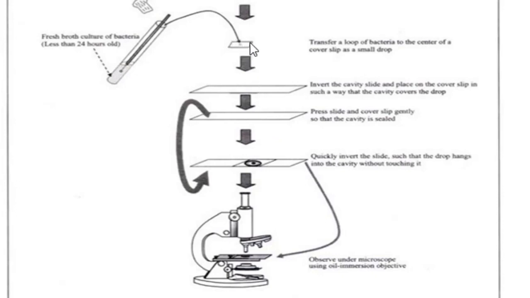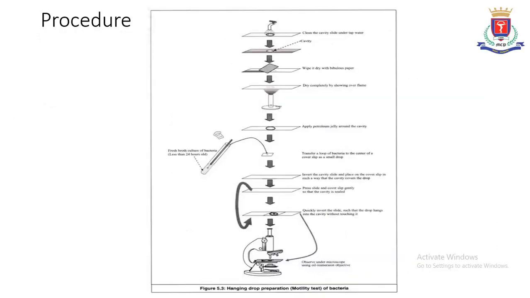So here you can see this is a cover slip and this is your slide, and you are inverting this slide and placing it on the cover slip in such a way that the cavity covers the drop. The slide and the cover slip are pressed together gently so that the cavity is sealed. Care should be taken to see that no part of the cavity touches the drop. The slide is inverted quickly such that the drop hangs into the cavity without touching it.